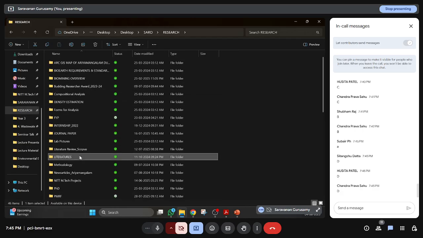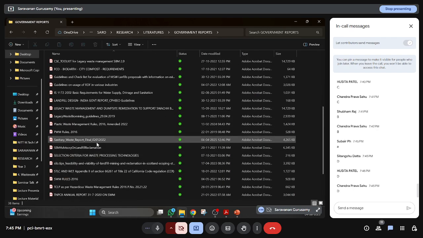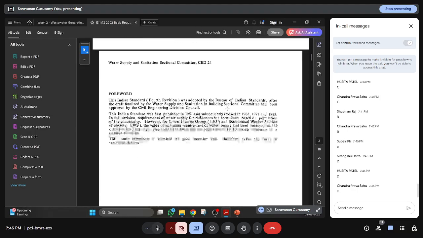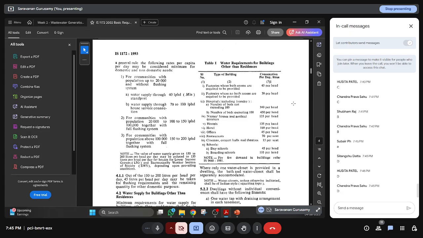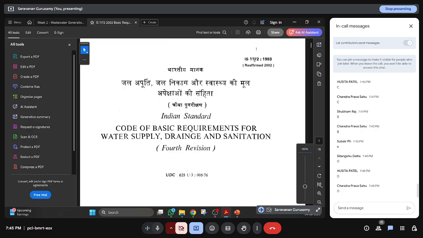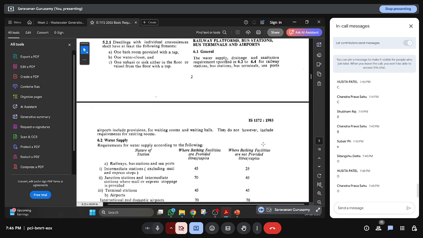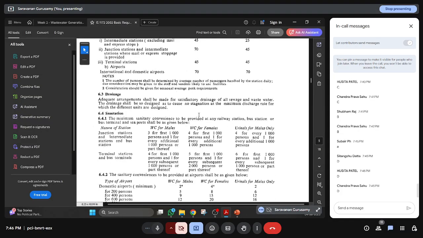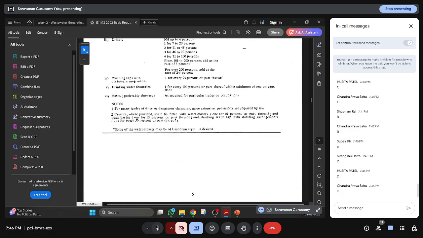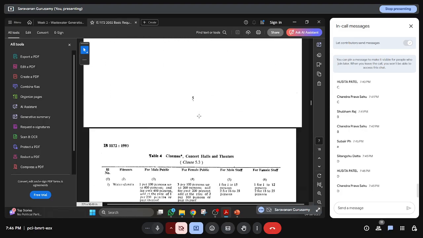Yes, basic requirement of water supply. So here if you see the basic requirement. See, this is the codal provision. According to code IS 1172, code for basic requirement of water supply, drainage and sanitation. This is our Indian code. So reformed in 2002. So here you can see water requirement for building and other residents. So for a building or for a household, building with the bathroom, I have to give 45 per head, and 135 is for boarding schools. This is what institution that we have discussed, and the split up for that 135 is given here. Right. This is factories.